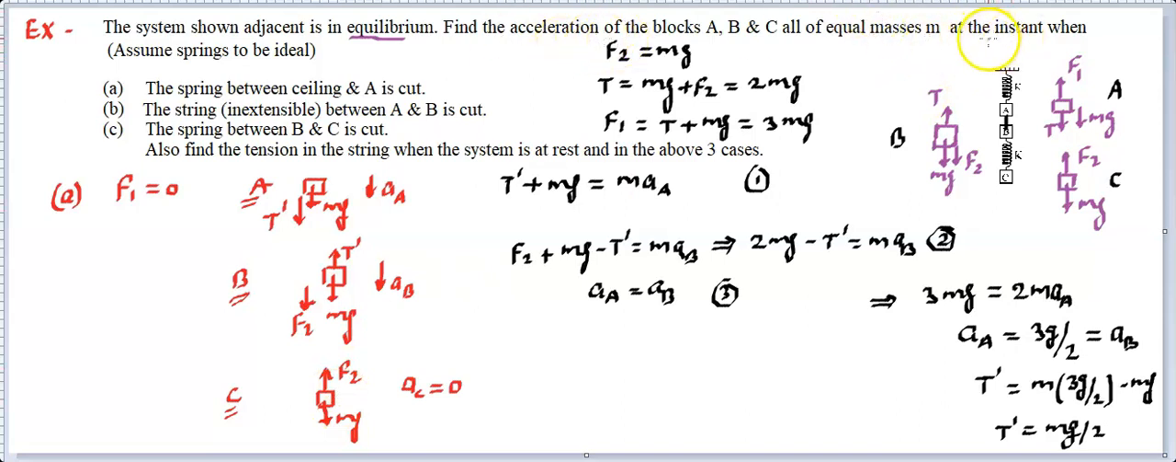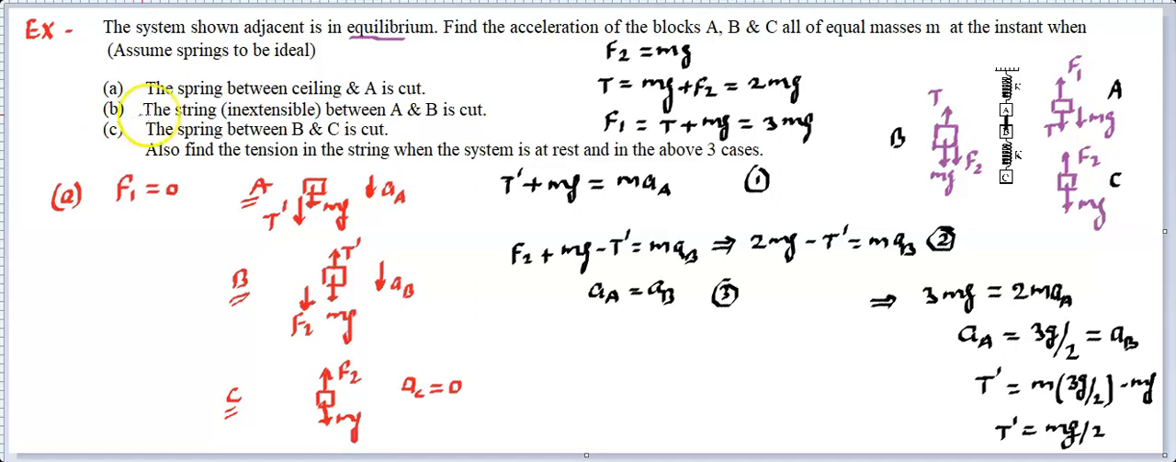So we need to find the situation at the instant after cutting. You will find C will remain there in equilibrium, and that means C will have no acceleration just after, B will have acceleration downside, A will have acceleration downside, and their values are 3g by 2 for each, and the tension you have also calculated. Now, similarly, can you try part B and part C?